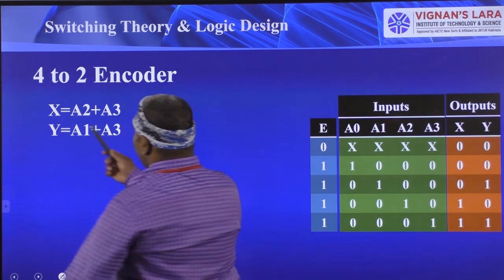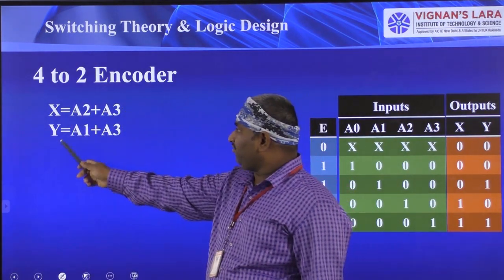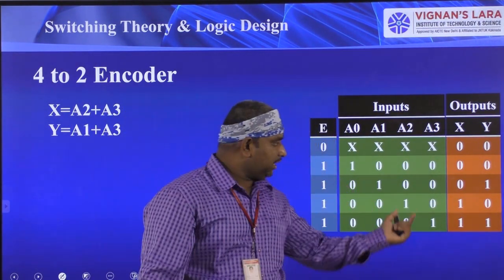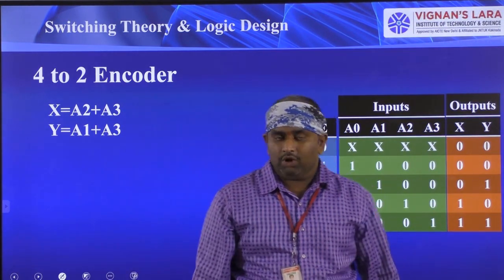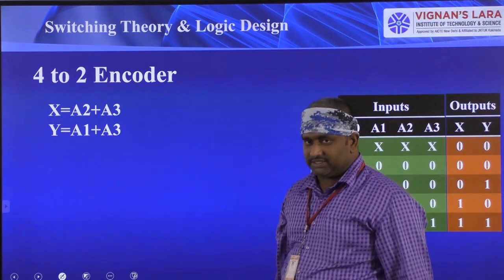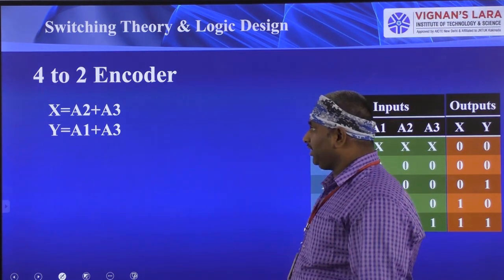So see here, I have written X is equal to A2 plus A3 and Y is equal to A1 plus A3. So the same conditions I have written here. Now we have to draw the logic diagram for these two gates. So coming to the logic diagram, see here carefully.